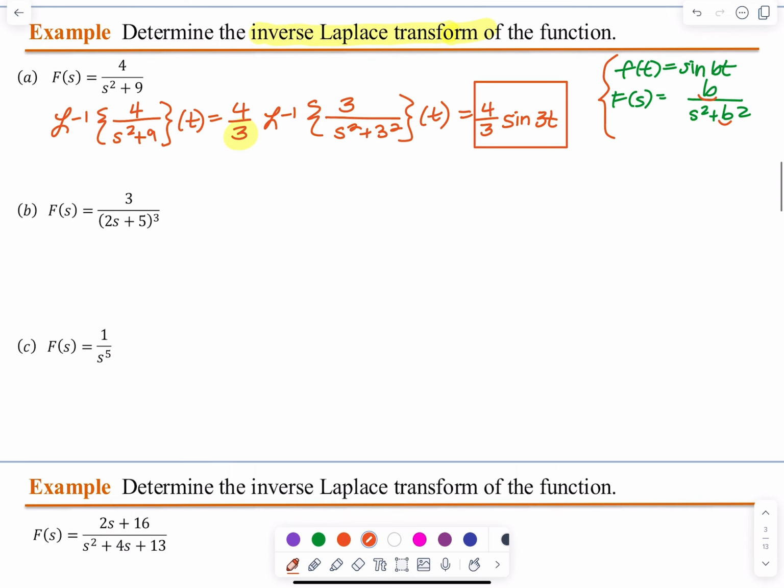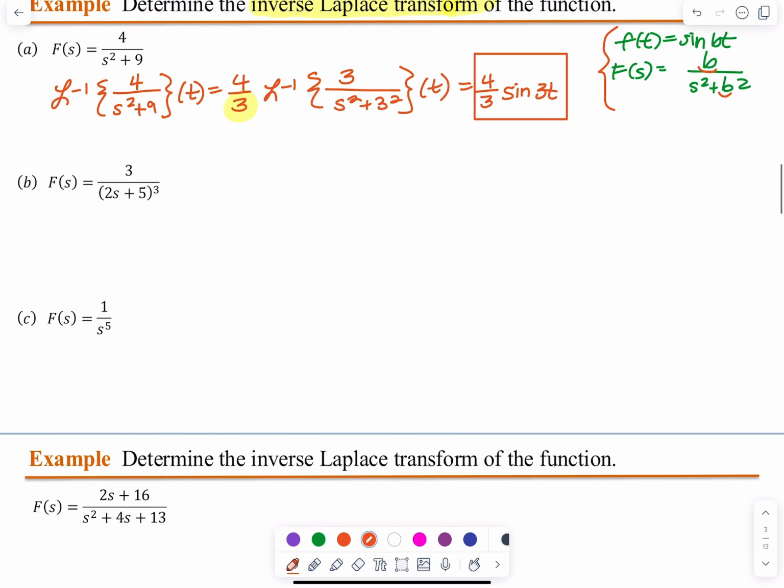Our Laplace transform is 3 divided by 2s plus 5 all cubed. So we recognize from our second column of our Laplace transform table that if we have f of t equal to e to the at, t to the n, we have our Laplace transform as n factorial divided by s minus a to the n plus 1 power.